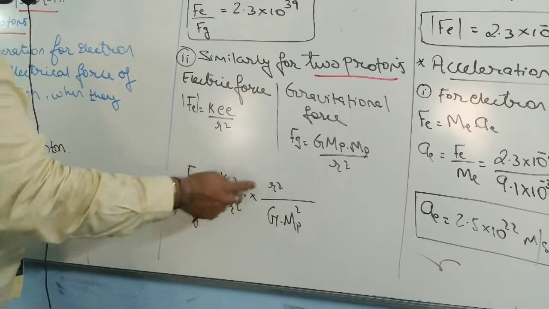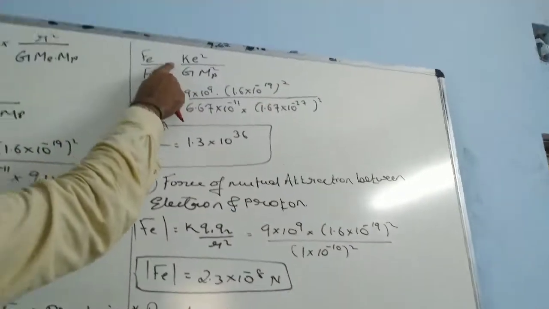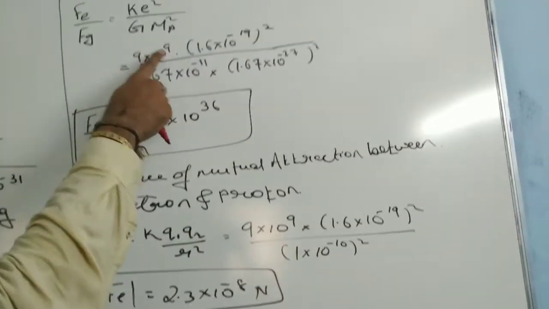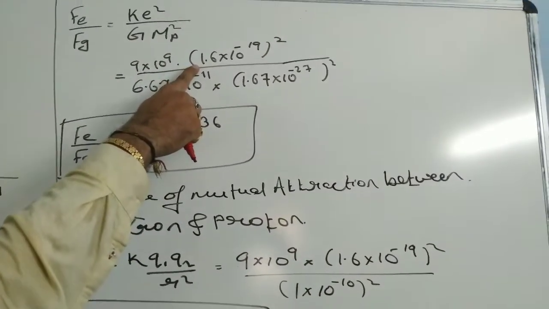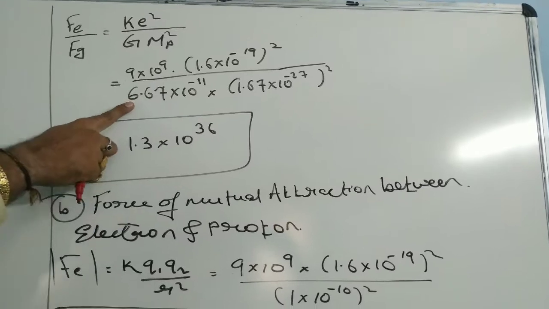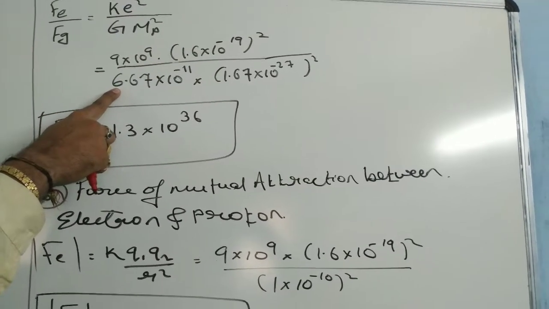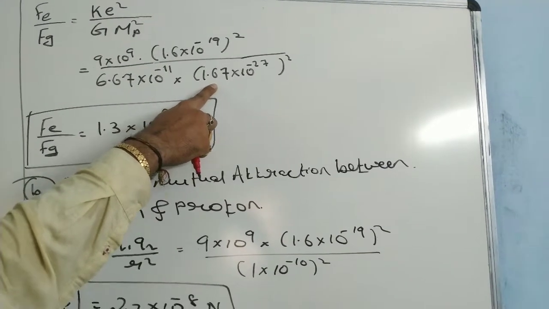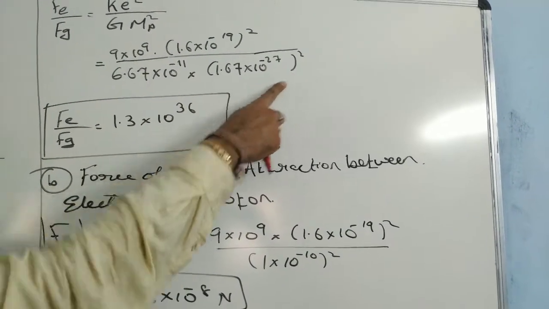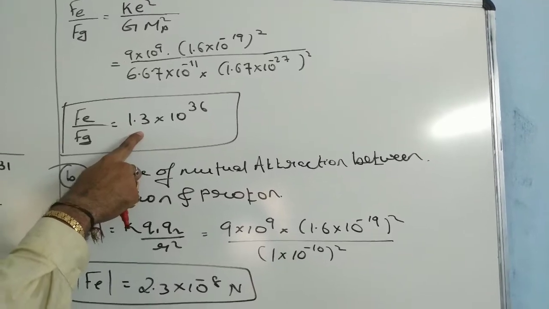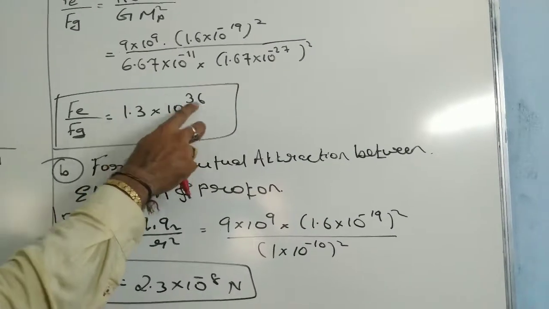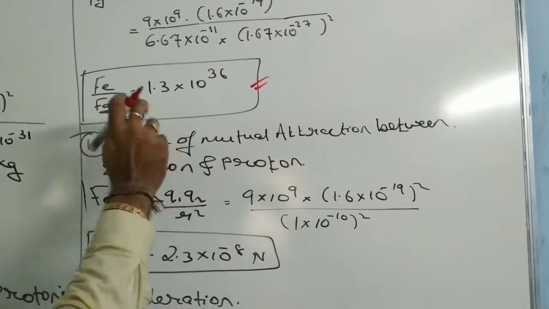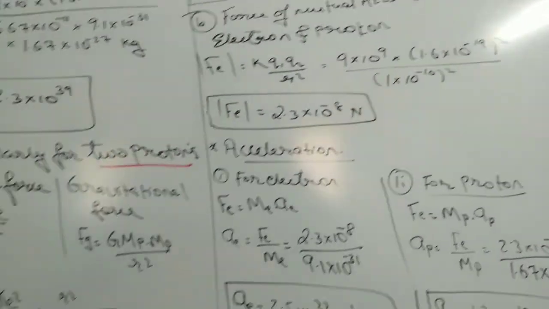R square will again cancel. So pay attention. Ke square upon G m_p square. K is 9 into 10 raised to 9, into 1.6 into 10 raised to minus 19, whole square. Value of G 6.67 into 10 raised to minus 11. Mass of proton is 1.67 into 10 raised to minus 27, whole square. The ratio you will be getting is 1.3 into 10 raised to power 36. First solution is over.